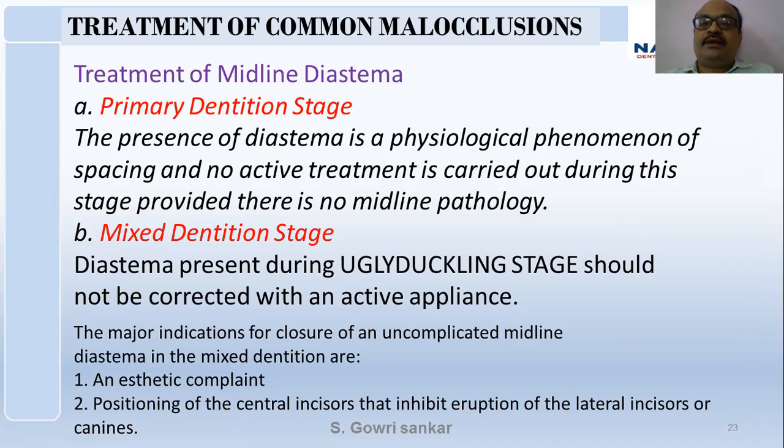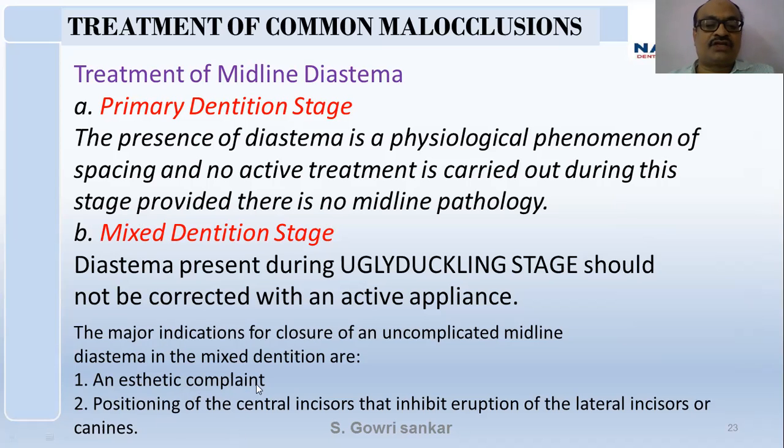Coming to the midline diastema, we have discussed in mixed dentition what is called transient malocclusion or the ugly duckling stage. You have to remember that you should not treat the ugly duckling stage until the closure of the space by the eruption of the canines. Even after the eruption of the permanent canines, when the space remains, only then can you correct the midline diastema.